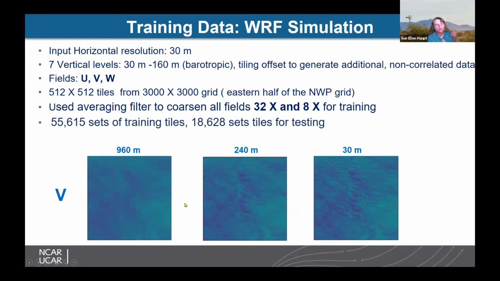Now, the idea is we want to coarsen the field from this 30-meter resolution on the far right to 960 meters to get a 32 times step in, so that we can take the 960 as input data and see if we can recover the 30 meters. Now, we find that adding an extra step, so we're doing a 4 times 8, is very helpful here. And this gives us about 55,000 sets of training tiles, the 960 and 30, and then leaves about 18,600 independent tiles for testing.